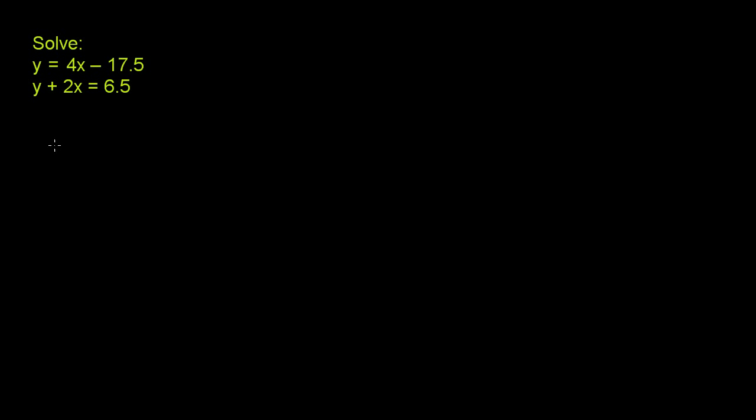We have the system of equations. y is equal to 4x minus 17.5, and y plus 2x is equal to 6.5. And we have to solve for x and y. So we're looking for x's and y's that satisfy both of these equations. Now, the easiest way to think about it is we've already solved for y in this top equation.